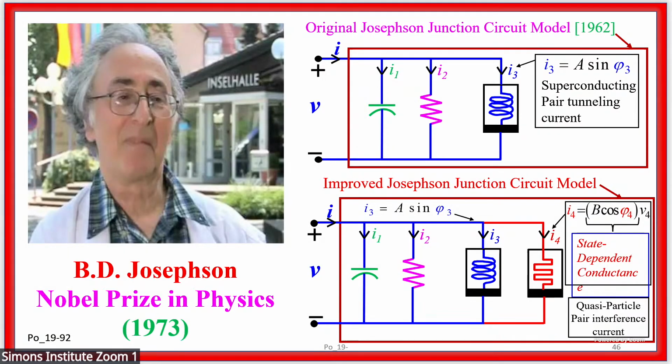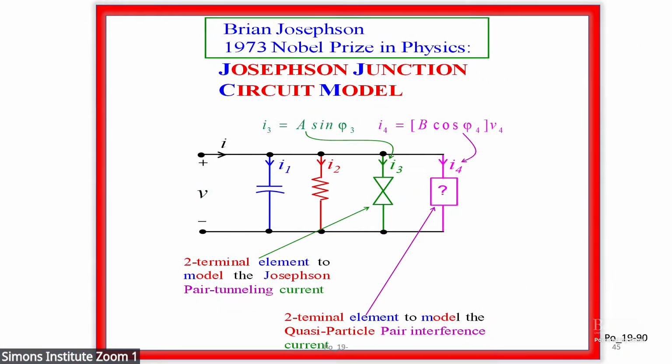And the next example is another Nobel Prize. In fact, it's earlier, 1973, by Josephson. Brian Josephson had a Nobel Prize, and here's another circuit that got him the Nobel Prize. The circuit consists of a capacitor, a resistor, and an element that Josephson didn't quite have a name for. We now know it's a relationship between current and flux, and we know that that's an inductor.